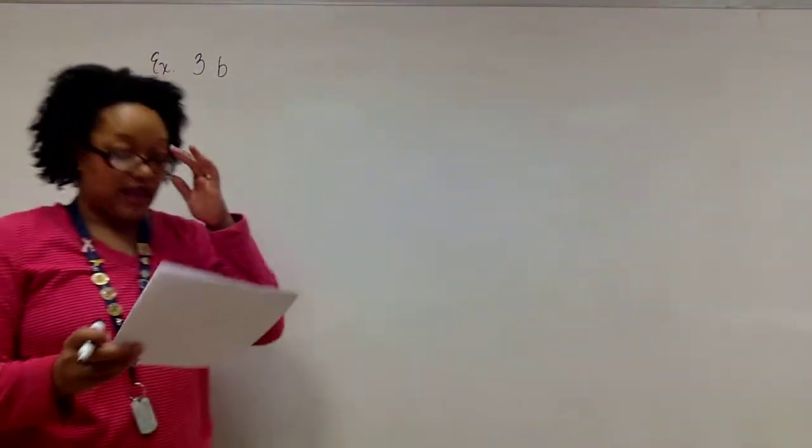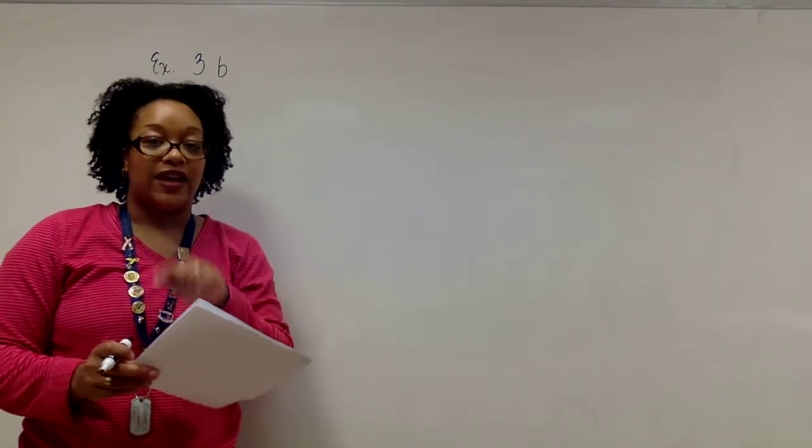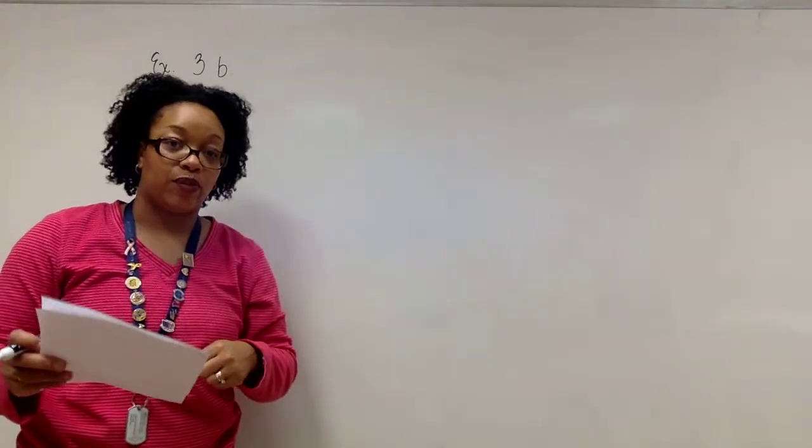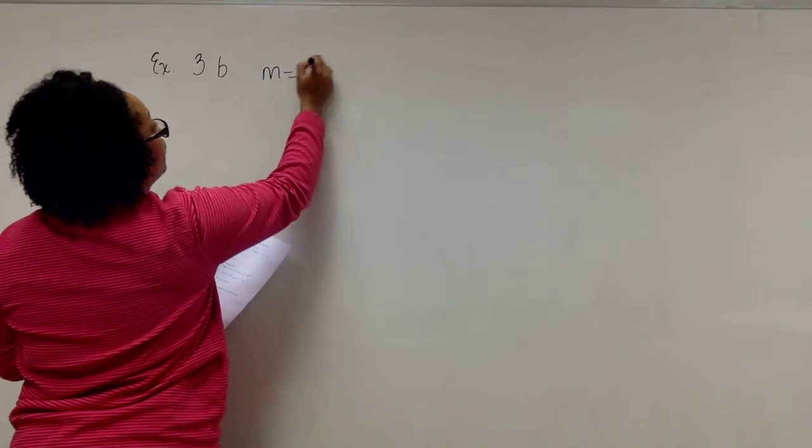Okay, so you should have read example B. There's just one sentence that gives you all the information you need. They give you the slope, and they give you your point. So in this problem, your slope is negative 3/4.